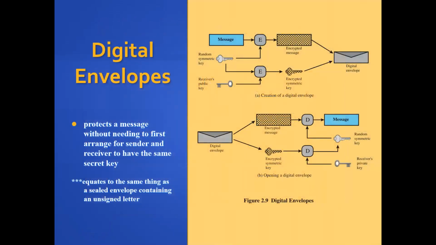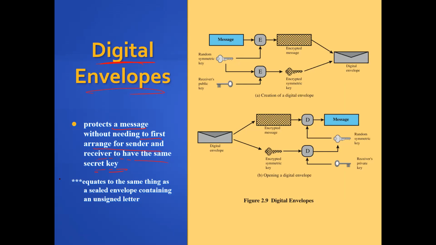All right. Another thing to consider is, we take the same primitives and now we're going to create yet another structure, this one is called the digital envelope. They're all basically a game on the same ideas, right? So now you want to protect the message without needing to first arrange for sender and receiver to have the same secret key.